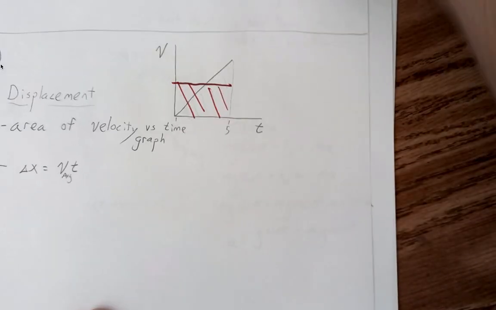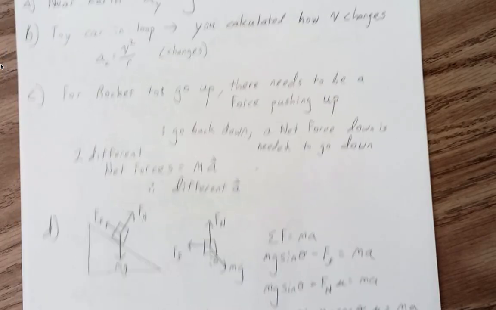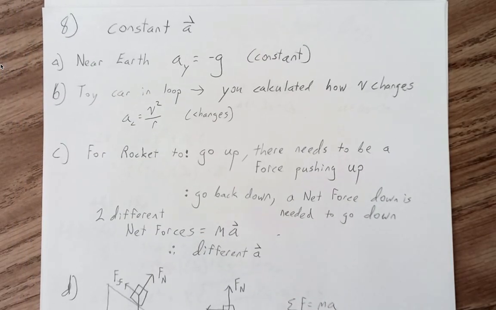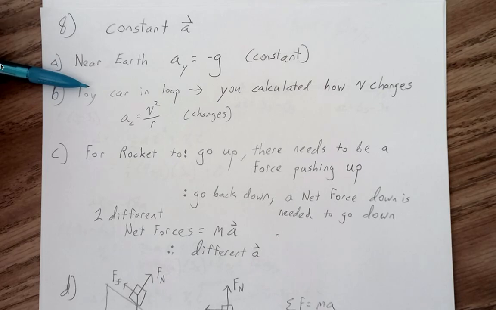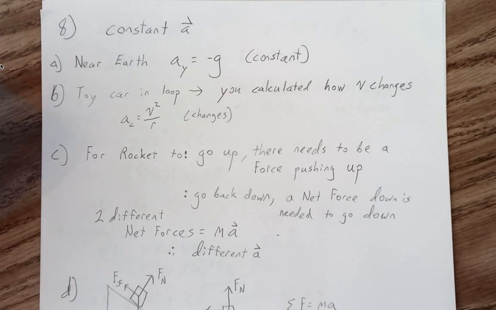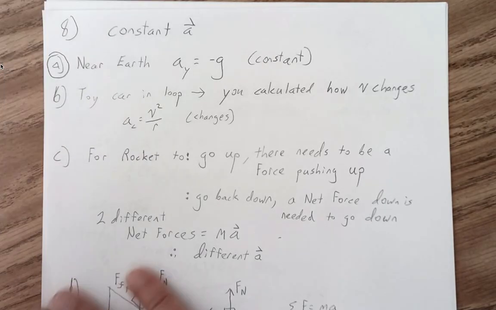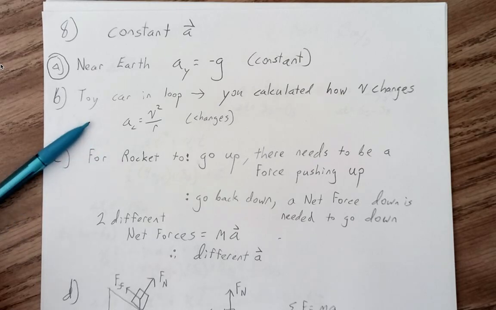As we continue to number 8, we have a student who wants to devise an experiment to get a constant acceleration. We know that if we drop anything near Earth, if we release a ball from rest, everything has a constant acceleration of negative g. So this will give a constant acceleration if they release a ball from rest near the Earth's surface.